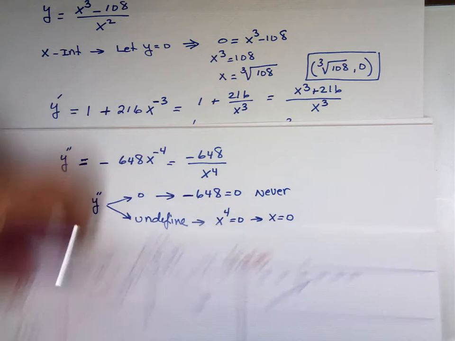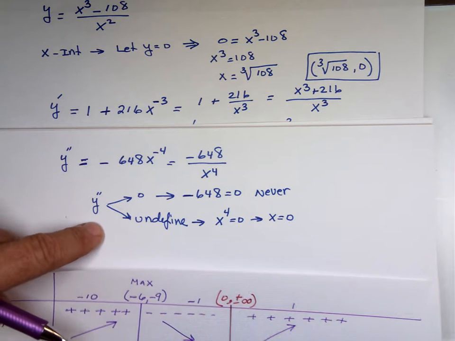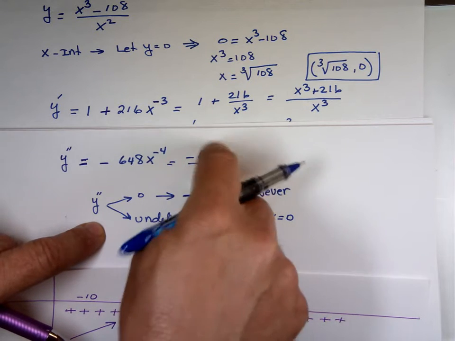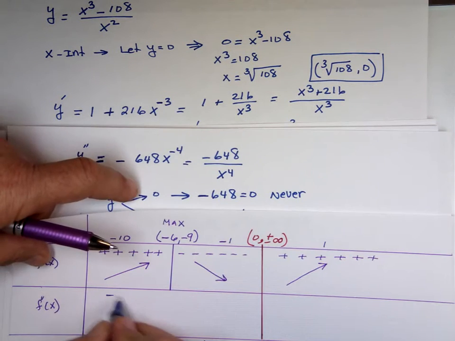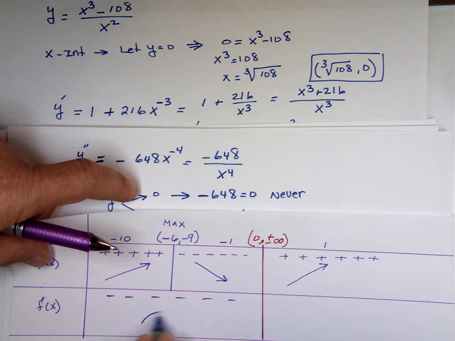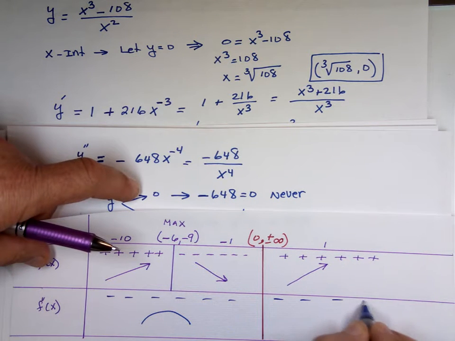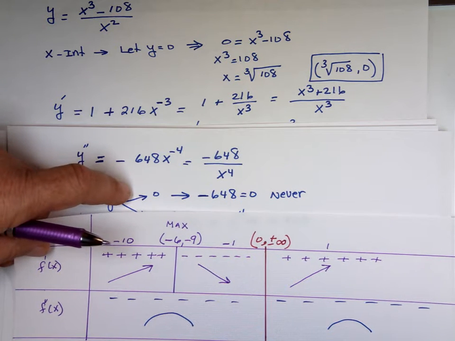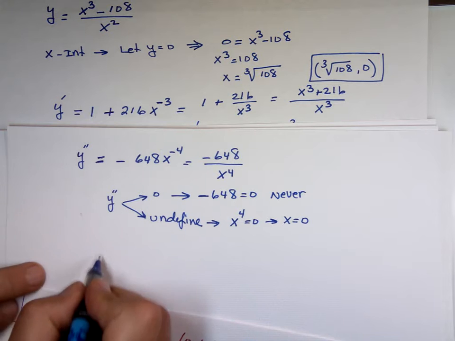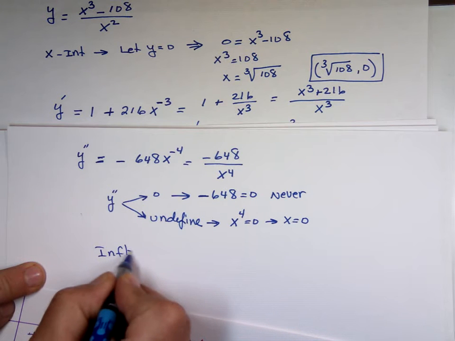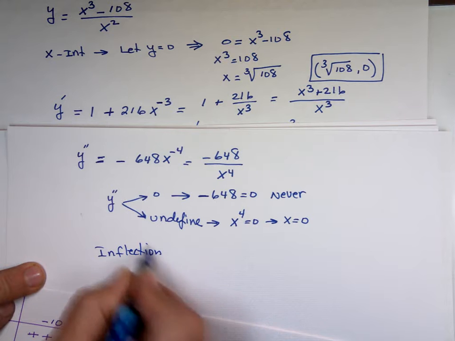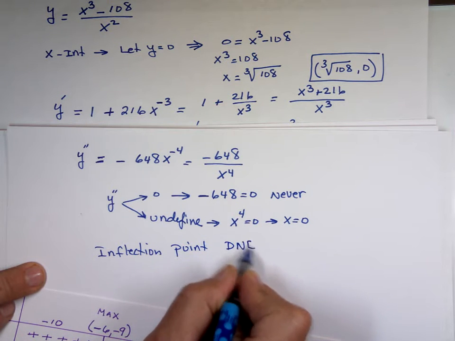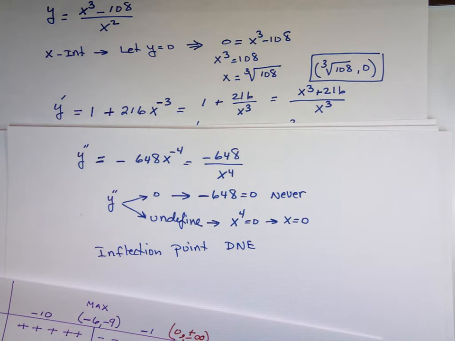So when x is negative, what's the second derivative? This is positive always, because that's the fourth power. This is always negative. What's negative over positive? Negative, concave down. Negative, concave down. No inflection points. So where's the inflection points? They asked for that. Does not exist. So that's the answer for the other one.